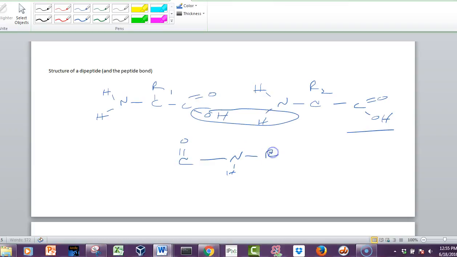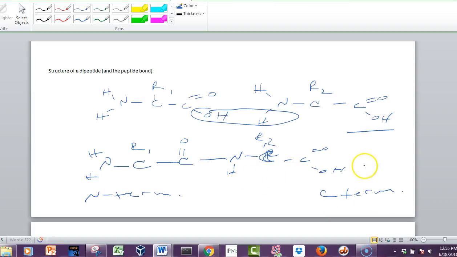We have this, that's a C with the R group and the C double bond OH. And then over here we have a C with the R group and the NH2. So there's a dipeptide. We've got our N terminus, and down here we've got our C terminus. If we link a bunch of these together, we make protein. And this is a peptide bond.